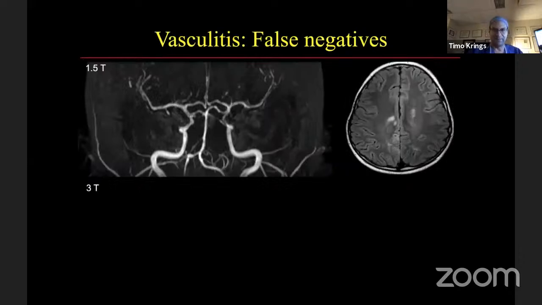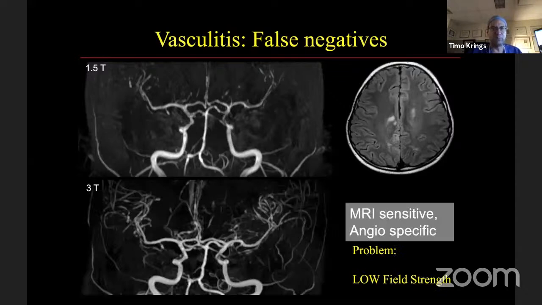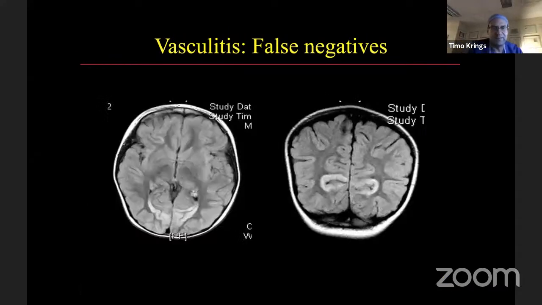False negatives. This is a young patient who presented with multiple areas of stroke. On MR, we couldn't really see focal beading of the arteries. However, at 1.5 Tesla this was normal, while on 3 Tesla you could clearly see that the vessels are abnormal. So a low field strength will lead to false negatives.